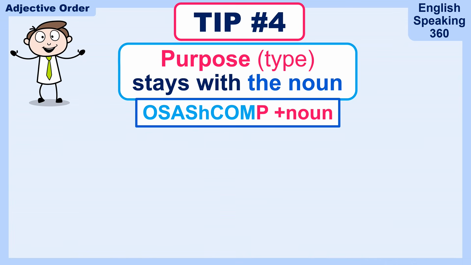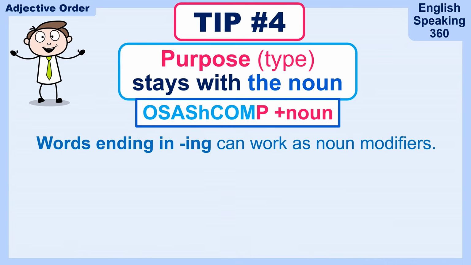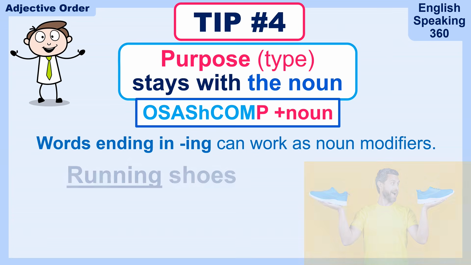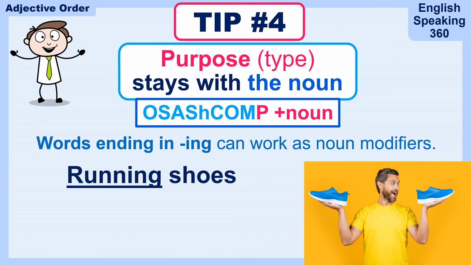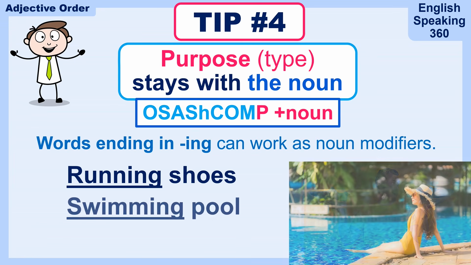There's one more thing though. Words ending in ing can work as noun modifiers too. For example, running shoes. Now, words ending in ing are present participles. They are not adjectives, but they modify the noun. They tell you what kind of shoes. They are running shoes. They are shoes for running.